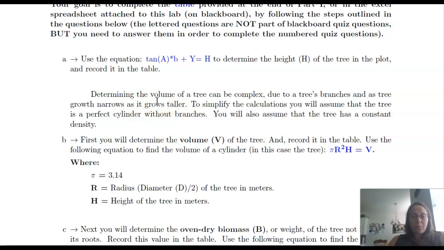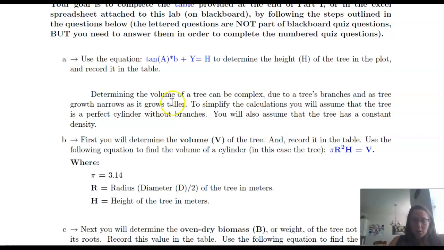Determining the volume of a tree can be complex due to the tree's branches, and as the tree grows, it narrows as it grows taller, right? It gets thicker and then thins out as it gets taller. To simplify the calculations, you will simply assume that the tree is a perfect cylinder without any branches. Basically what they're doing is that the branches that are falling off the trees are making up for the narrowing of the tree's main stem, the trunk.